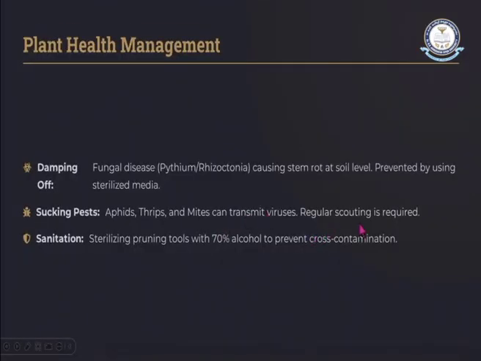We also see sucking pests. Aphids, thrips and mites can transmit viruses, so regular spotting is required. Sucking pests, here we see mites as an example, are very dangerous. They might transfer diseases or viruses to the plant, which will affect the cultivation and also the plant growth and development.